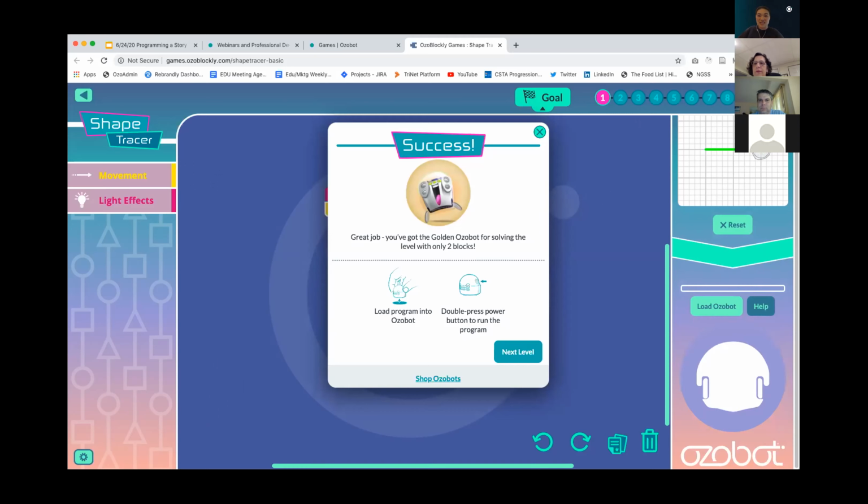So if you're interested in teaching block-based coding, but you're nervous about how to get started, check out those webinars, check out Ozoblockly games on ozobot.com. It's a really great and easy way to get started, and students love it. So that's an option as well.